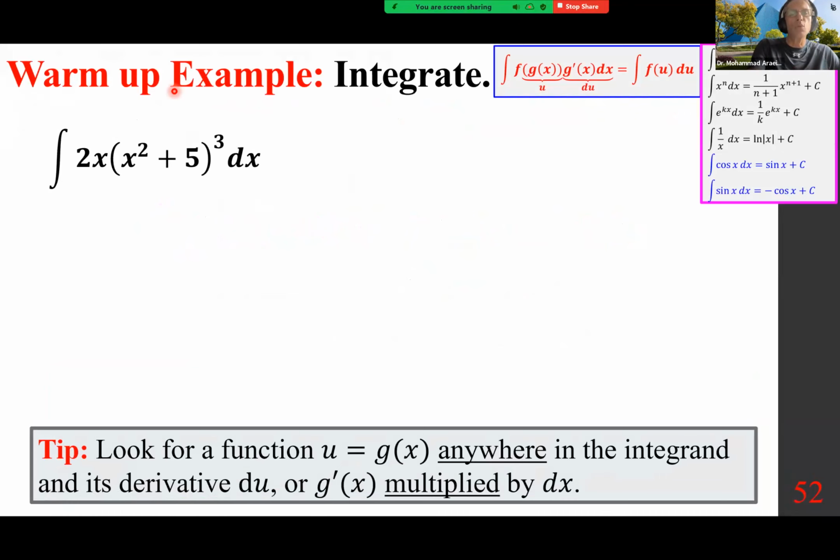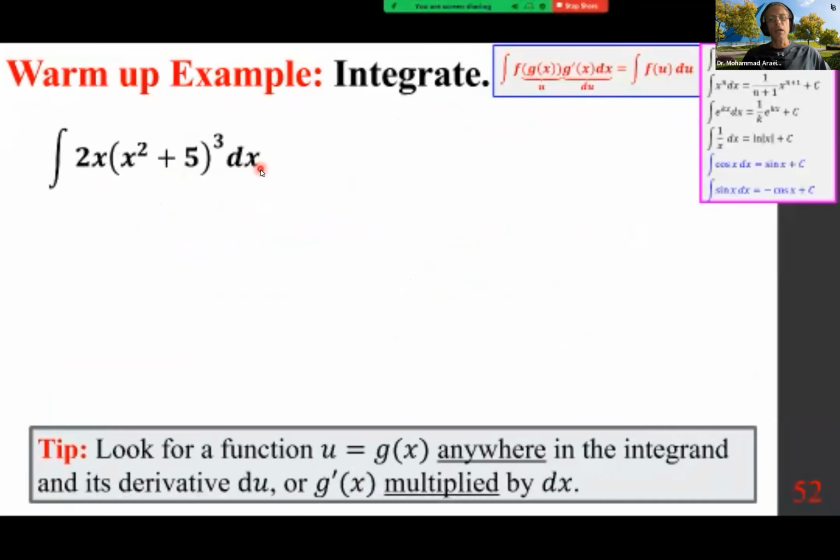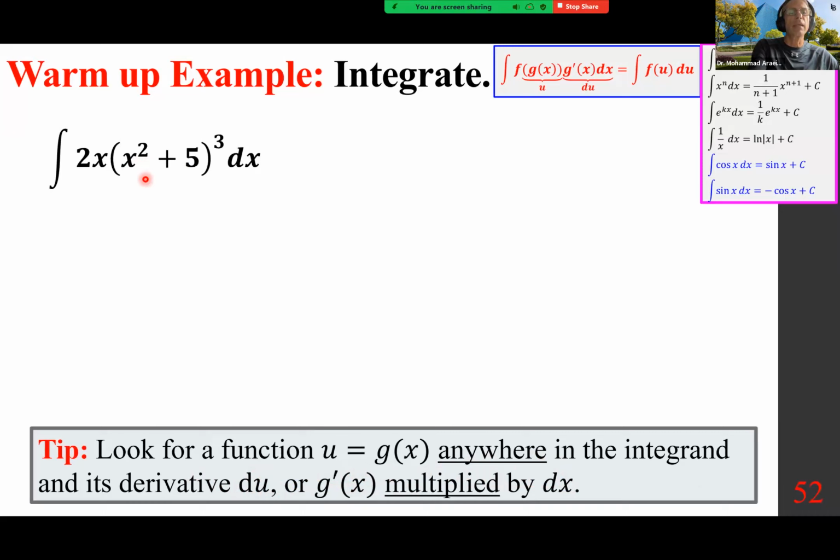For example, as a warm-up example, if you want to integrate 2x times (x squared plus 5) cubed dx, pay attention to the tip. Look for a function u or g of x anywhere in the integrand, and its derivative du or g prime of x multiplied by dx. Please understand du dx is g prime of x, therefore du is g prime of x times dx. So what we are dealing with here is a polynomial, and this is a polynomial. When you have a combination of those, of course, 3 is not a big deal. You can raise it to the power of 3, but if it's 30, then you don't want to do that. You look for a choice of u, and then you're hoping du is there or a multiple of that.